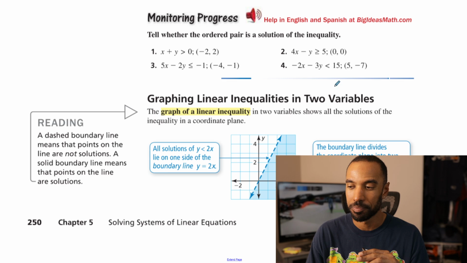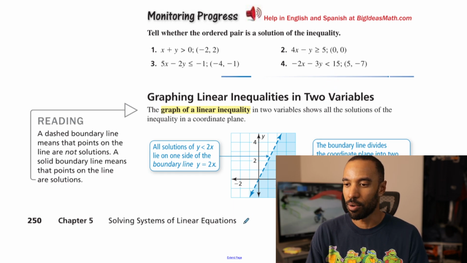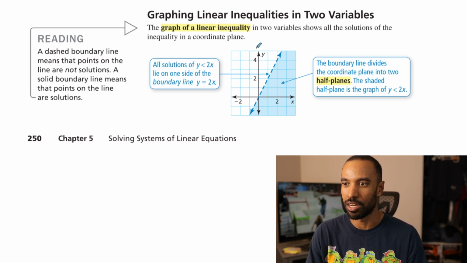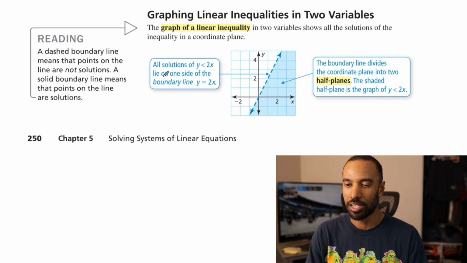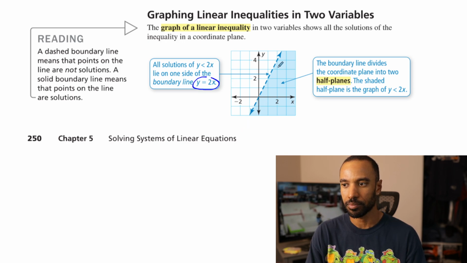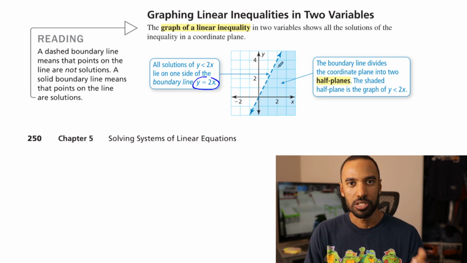when we do graphs. All right, speaking of which, the graph of a linear inequality shows all the solutions of the inequality in a coordinate plane. Now, they have a couple things here. They have the line that you would generally write for your equations, like y equals 2x right here. There's that line. But this is now something we're going to call a boundary line.